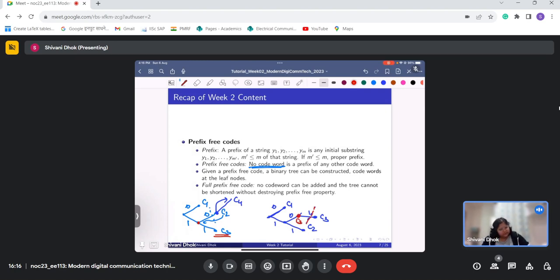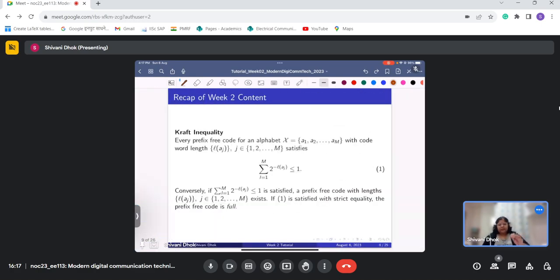In that situation, the prefix-free property still holds. Or I can add another leaf node here and make this C4. The prefix-free condition will still hold, which means the original tree, without this and with the removal of this, was not at all a full prefix-free code. After that, an important concept, the Kraft inequality, was introduced. So what does this Kraft inequality tell?